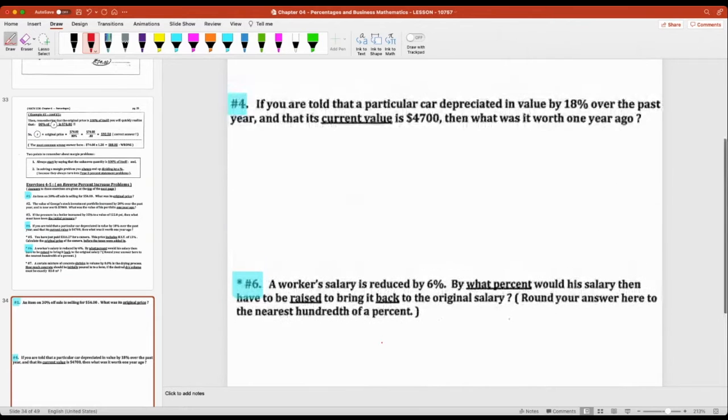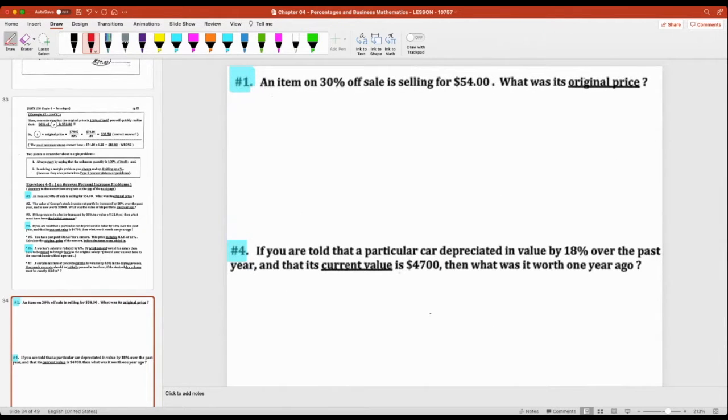As I mentioned, the wording is so important. So just take a moment and read question 1. What's happening here is that the $54 represents what the price is after the discount was applied. Marco.